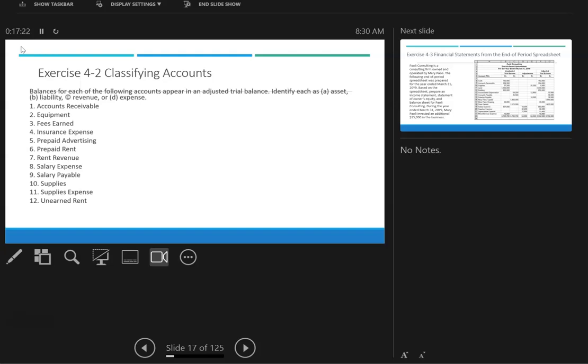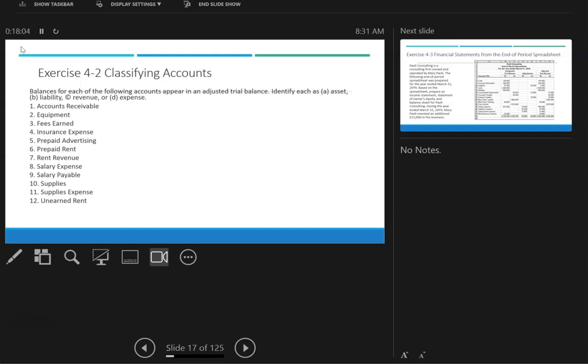Okay, guys. Number 1, what is this? Assets. An asset. Accounts receivable is an asset. Correct. Number 2, asset. Equipment is an asset. Number 3, revenue. Fees earned. Number 4, expense. Number 5, asset. Excellent, guys. Number 6, asset. Number 7, revenue. Number 8, expense. Number 9, liability. Guys, awesome. Number 10, asset. Number 11, expense. Number 12, liability.